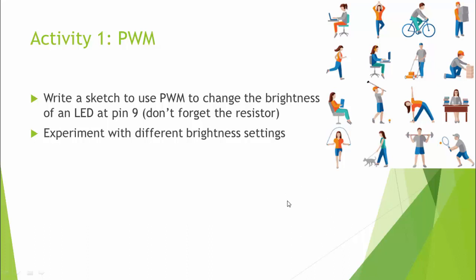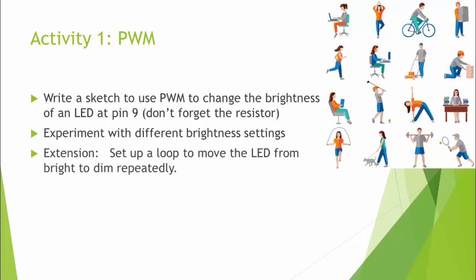There are a fair number of PWM values on a red LED that will give you no visible light, for example. Now, if you find that really easy and you have some extra time, go ahead and set up a for loop to move the LED from bright to dim, back and forth repeatedly. It should be fairly pleasing to the eye.